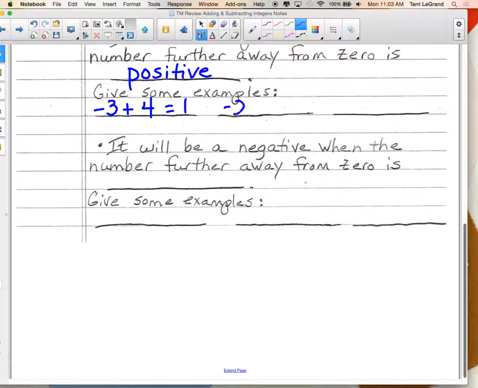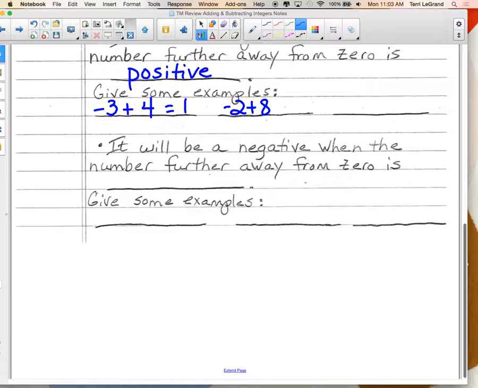Sierra? -2 plus 8. -2 plus 8. Okay, class, write it down, and let's see if we think Sierra's given us a good example. What do you think? Has she given us a good example? And why? Come on, show up. Hannah? 8 minus 2 is 6. 8 minus 2 is 6.